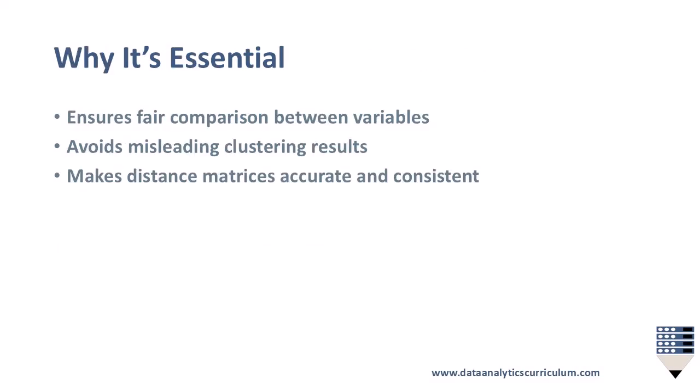Why it's essential. Normalization ensures a fair comparison between variables, avoids misleading clustering results, and makes distance matrices accurate and consistent. Without it, your clusters could reflect unit differences instead of real patterns in the data.